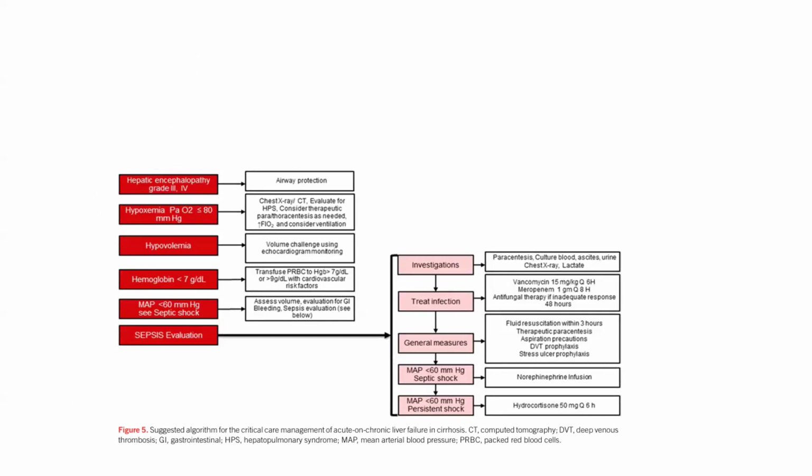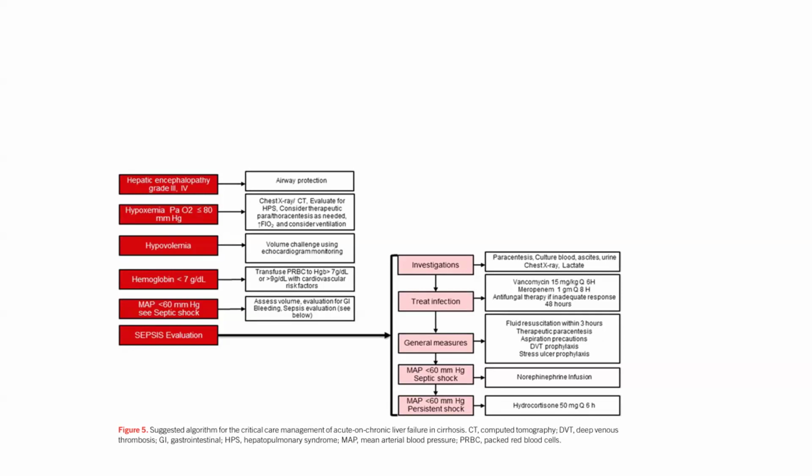If there is hypoxemia with a PaO2 of less than 80, then we should go for chest X-ray and CT, evaluate for hepatopulmonary syndrome, and consider therapeutic thoracentesis and FiO2. If the patient develops hypovolemia, then give a volume challenge using echocardiographic monitoring. If hemoglobin is less than 7, transfuse RBC. If MAP is less than 60 and the patient has septic shock, then assess the volume and evaluate for GI bleeding. For sepsis evaluation, we need to investigate the patient, for example with paracentesis and blood culture.